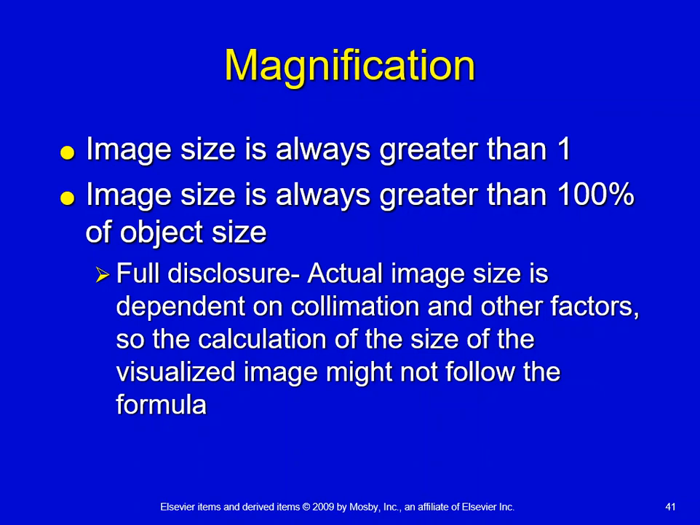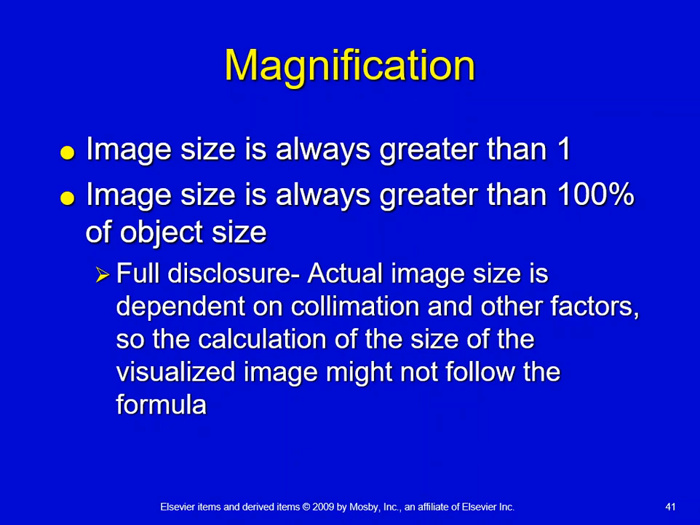So actual image size is dependent in a digital world on collimation and other factors. When we're talking about the image size, what we're talking about is the actual shadow that would be on the image receptor. The display image size is going to be dependent on a lot of different things, including the size of your collimated field. We talked about that in class on Tuesday as well.